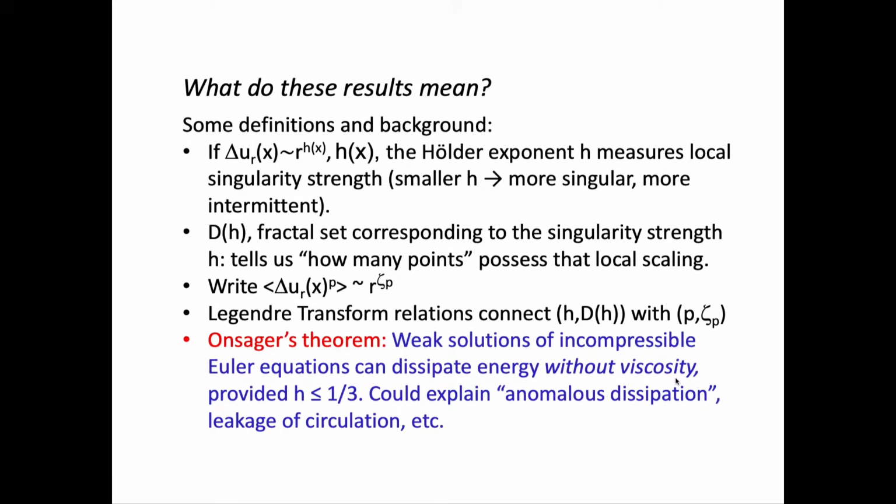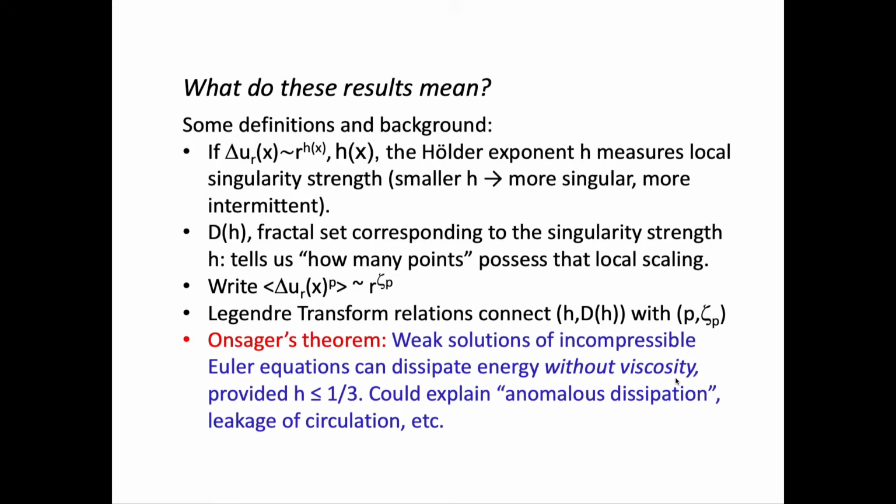Now, D of h is the fractal dimension of this singularity strength, h. So in other words, if in the whole flow, there are different places where you have different h's, you collect all those places where h is some common number and calculate the dimension of it, that is basically the volume of space it occupies, then the D of h corresponds to the fractal set, but basically just the volume that it occupies corresponds to a given value of h. It tells how many points possess that local scaling of h.